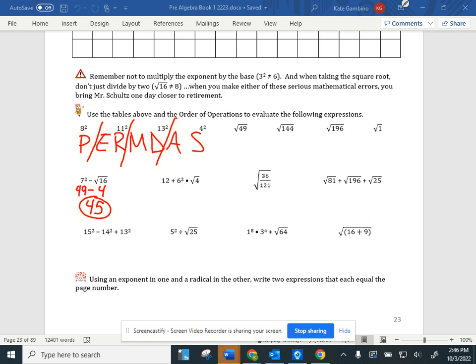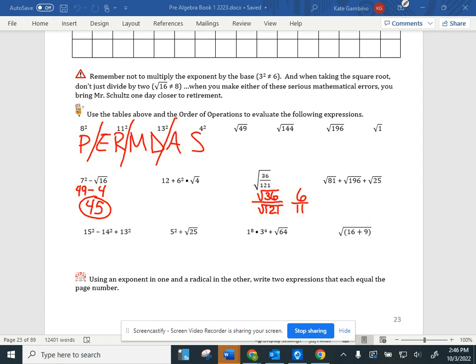So let's look over. So this one, we see there's a 36 divided by 121 inside the square root. So we're going to do the square root of 36 and the square root of 121. So we can do the square root of 36 divided by the square root of 121. So the square root of 36 would be 6. The square root of 121 is 11. So that gives us our 6/11. So if it's inside the square root like that, you can do the fraction, you can do it as the square root of 36 over the square root of 121.